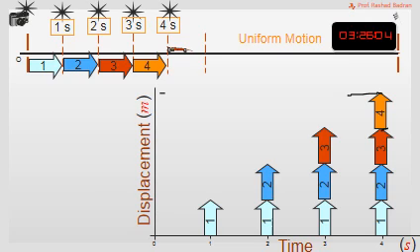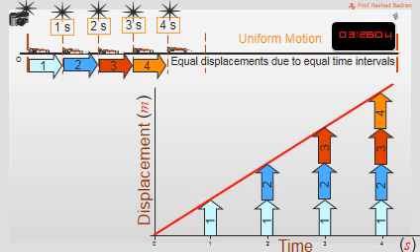As you can see here, in time intervals between 1 and 2, and between 2 and 3, and so on, the displacements are equivalent. Here we have equal displacements that correspond to equal time intervals, and also we can draw a line from the origin that passes over the heads of all the displacements up to the time of 4 seconds.